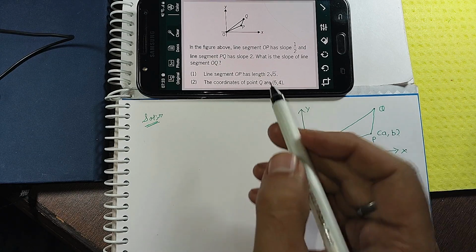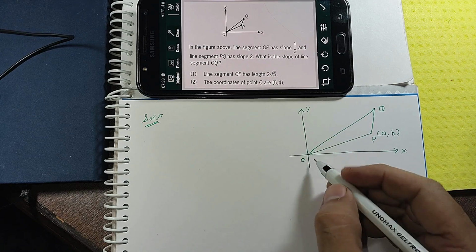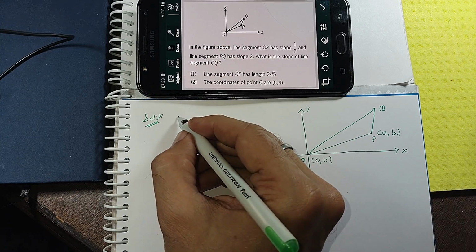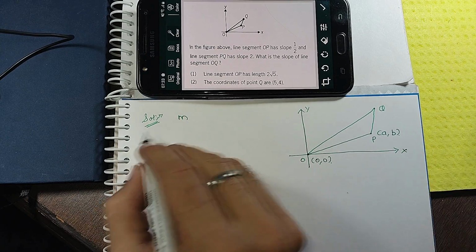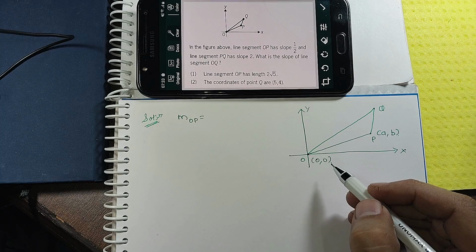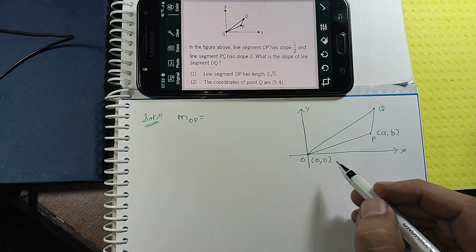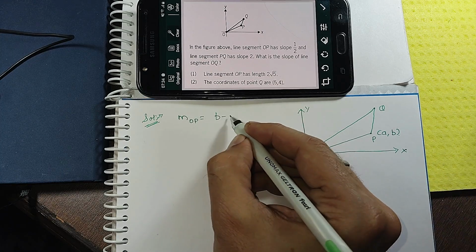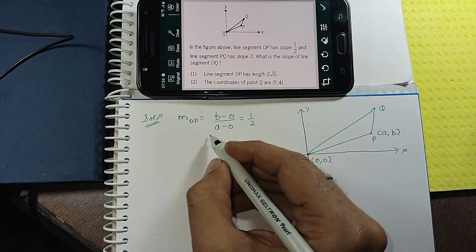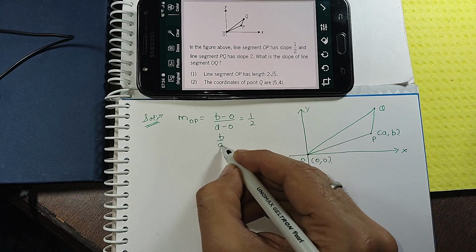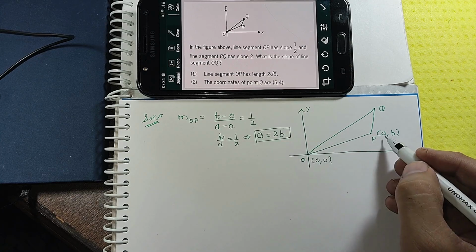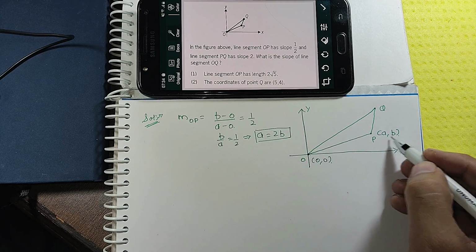Now we have been given that the slope of line OP, where origin has the coordinates 0, 0, is 1 by 2. Let us suppose slope to be m. So m of OP will be equal to the difference of y coordinates in the numerator and difference of x coordinates in the denominator. That is b minus 0 divided by a minus 0. So this must be equal to 1 by 2, or b by a is equal to 1 by 2. This implies a is equal to twice of b. So whatever is the value of a, let us suppose a is 2, then b will be 4.